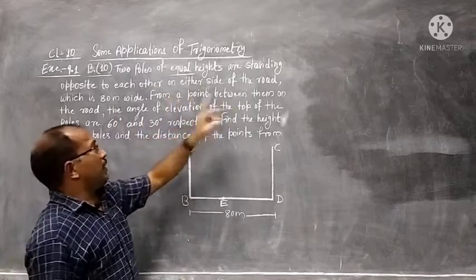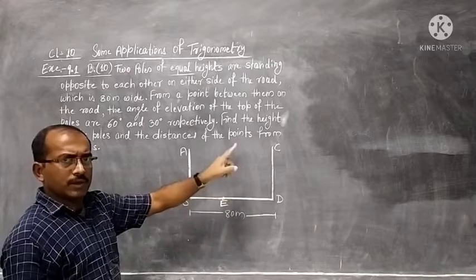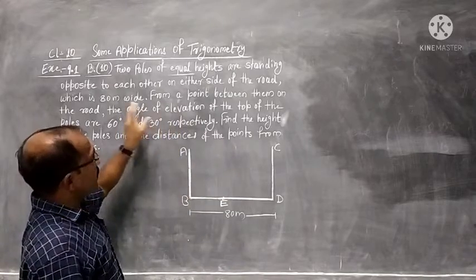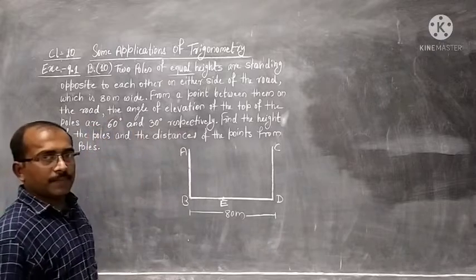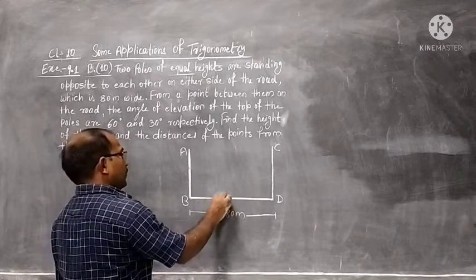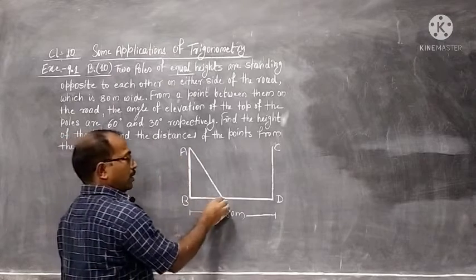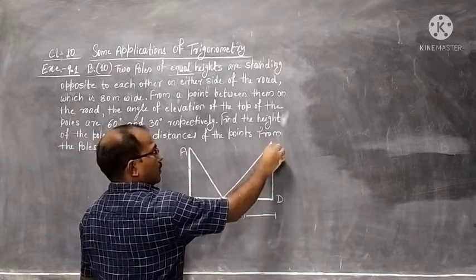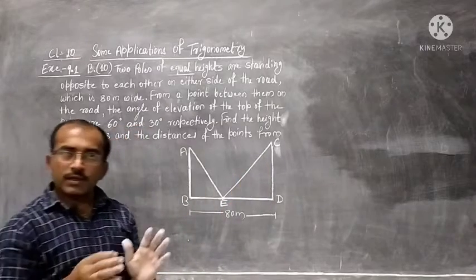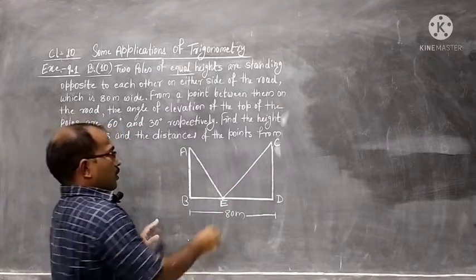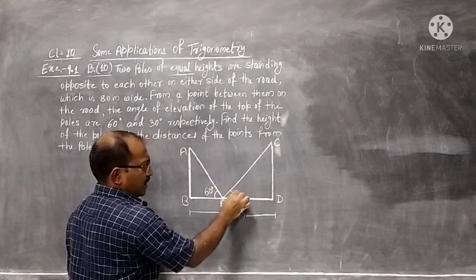From a point between them on the road, so the observing point is E, the point of observation. From here only something is observed. What is being observed? The angles of elevation of the tops of the poles are 60 and 30. So if we look at this pole top and the other pole top, one angle is 30, another angle is 60. So 60 degree angle, 30 degree angle.